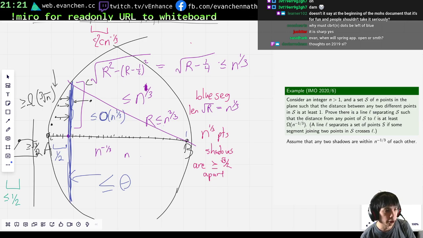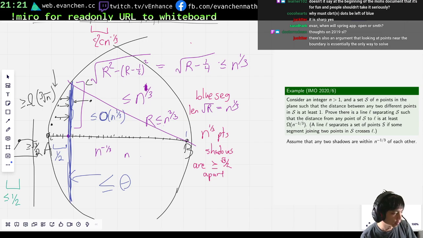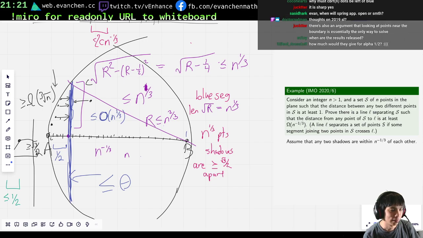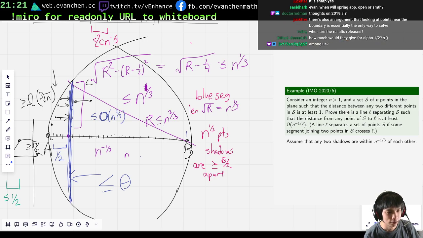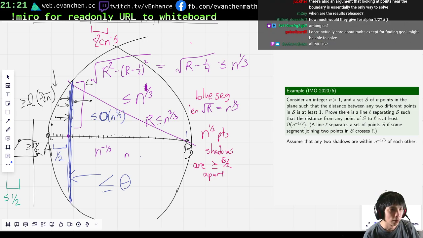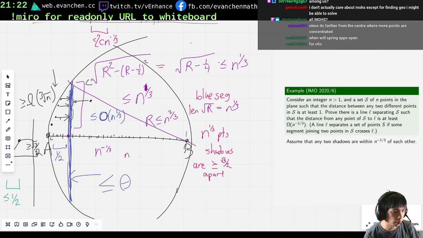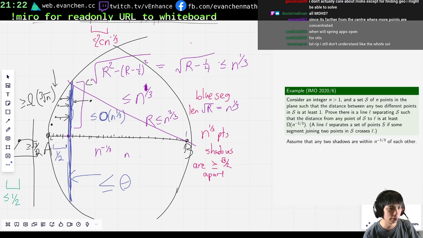Doesn't it say the Mohs document is for fun and people shouldn't take it seriously? Well, yes. That doesn't mean people are going to listen to me. When are the results released? When the IMO finishes, I guess. How much would they give for alpha 1/2? Not a lot, I think. Almost. When will Spring apps open? Oh, I don't have Spring apps.